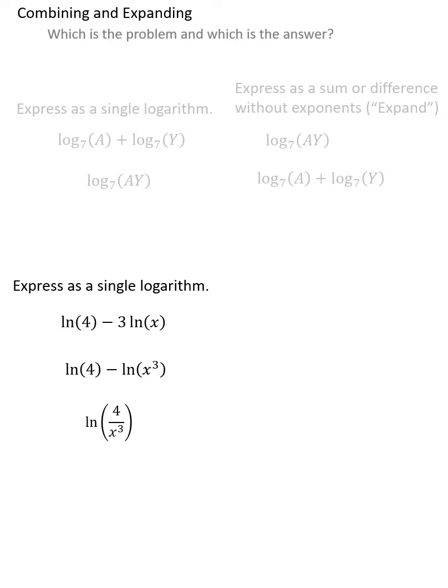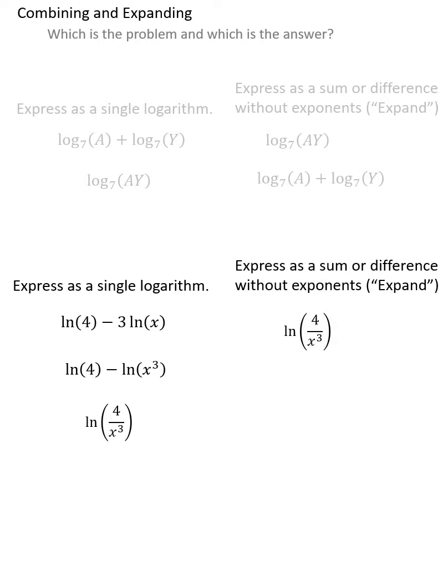But what if the answer to this problem were the problem itself under a different set of directions? That could reversely just as well be the case. So you might be given this expression and asked to express it as a sum or difference without exponents. Well, first of all, notice that this problem, which is the answer to the previous problem, notice that this new problem is the logarithm of a quotient. And according to the difference rule, we can split that up into a subtraction of two logarithms.